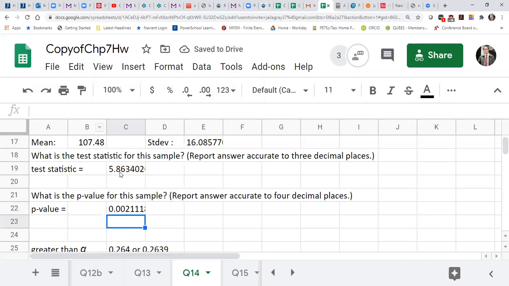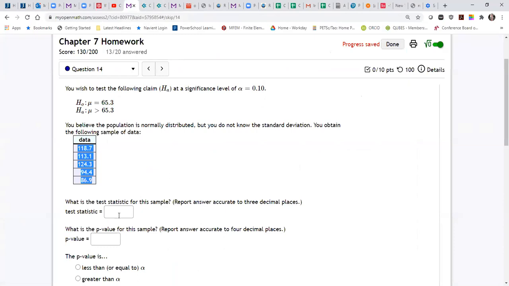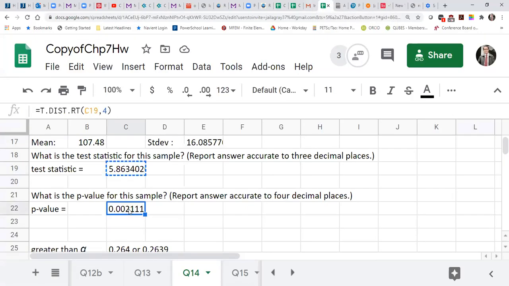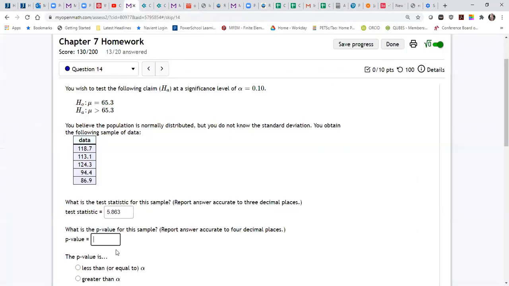Okay, so this is the test statistics. Put it here. Round up to 3 decimal number. And the p-value will be this one. Round up to 4 decimal place. Like that. Right? Now you can compare the alpha with the p-value.